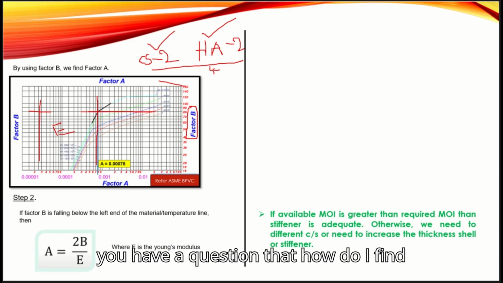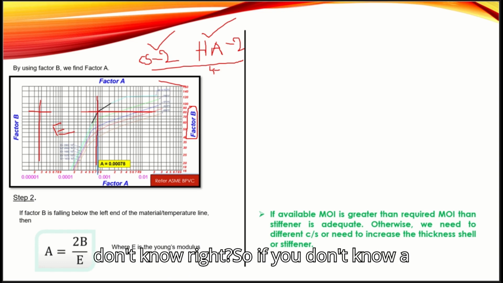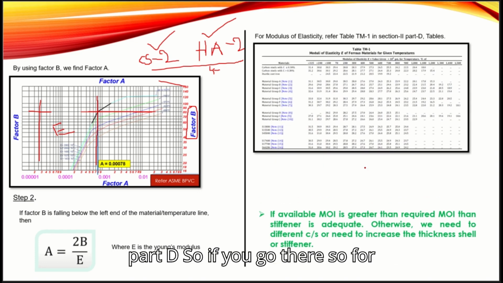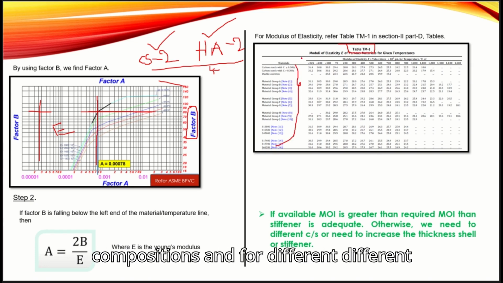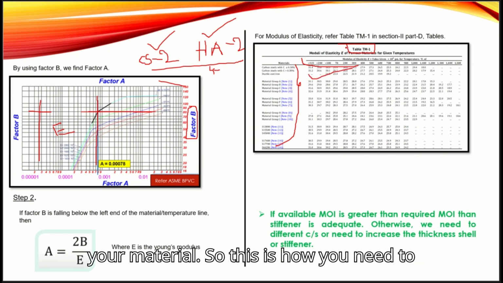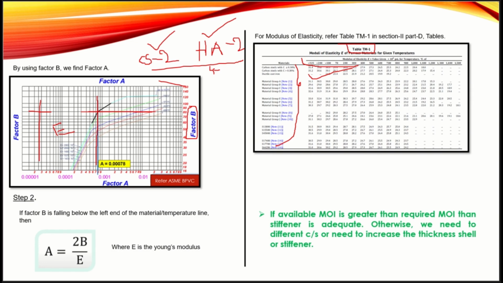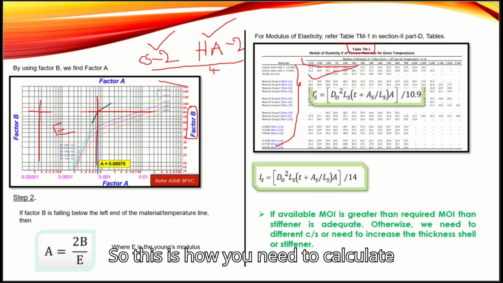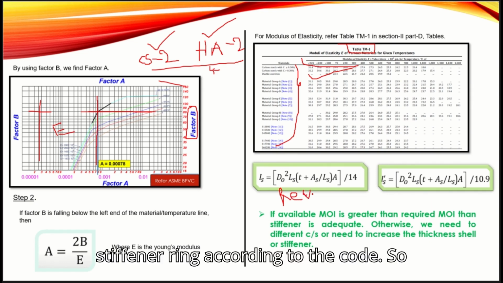You may have a question: how do I find the Young's modulus for my material if I don't know it, right? If you don't know E for your material, the code gives one chart, the TM1 chart in Section 2, Part D. If you go there, for different materials, different compositions, and different temperatures, you have different values for the modulus of elasticity of your material. So this is how you need to find the E, B, and A values. After finding this A value, you directly substitute it in the formula. So this is how you calculate the required moment of inertia for your stiffener ring according to the code.